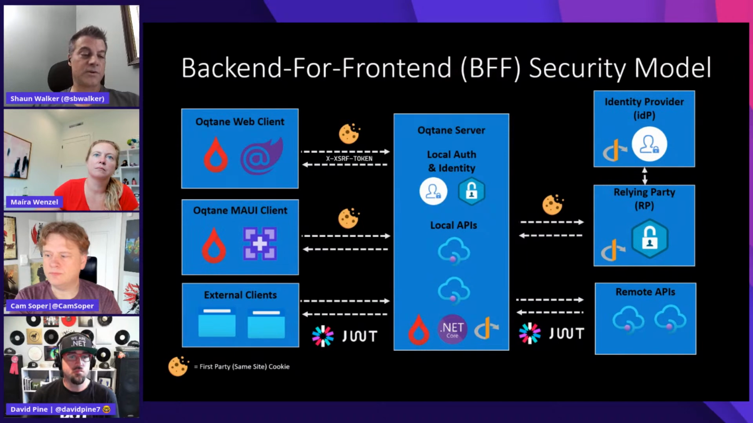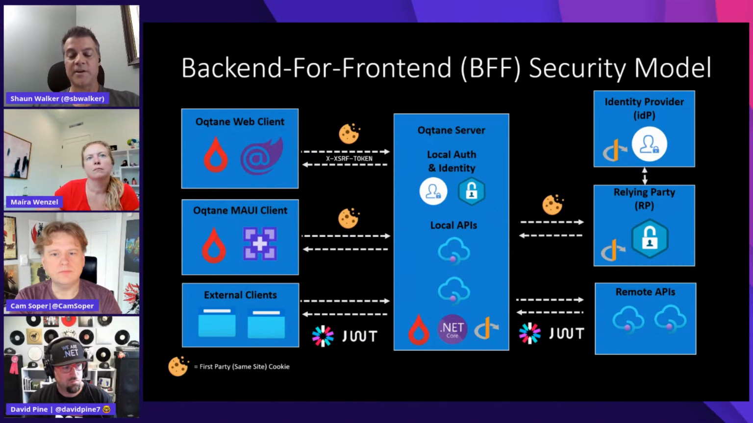The other thing that Oqtane introduced a couple of years ago was the Backend-for-Frontend security pattern. This came about as a result of wanting to embrace external login providers, so identity providers. And it just seemed that the industry was moving in this direction, back to cookie-based models for web applications. And so the backend-for-frontend architectural model made a lot of sense for that. It was a good fit for Oqtane.